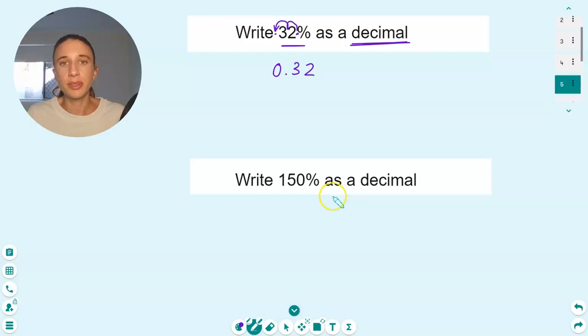Write 150% as a decimal. Again, we're using that 100 and we are dividing by it. So just put down your invisible decimal point. I know it looks like a scary number, but you just got to remember divide by 100. Move 2 decimal places to the left to divide, and that is 150% as a decimal. It's 1.5 times the original amount.